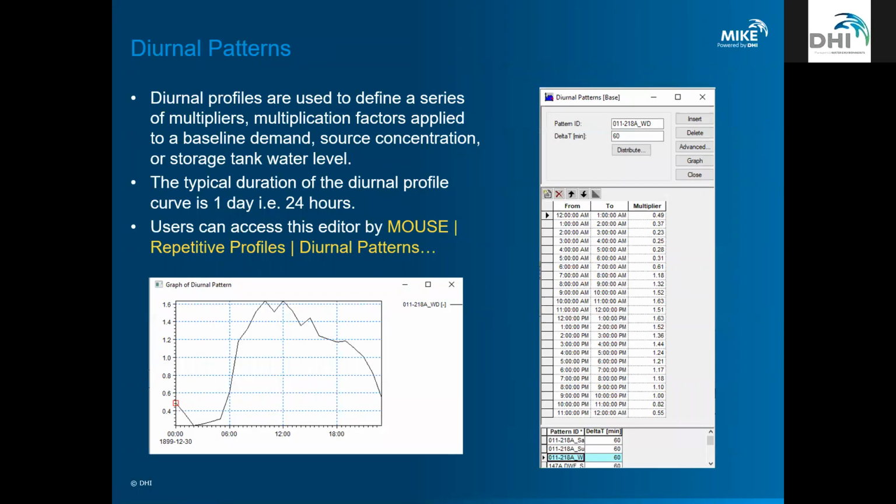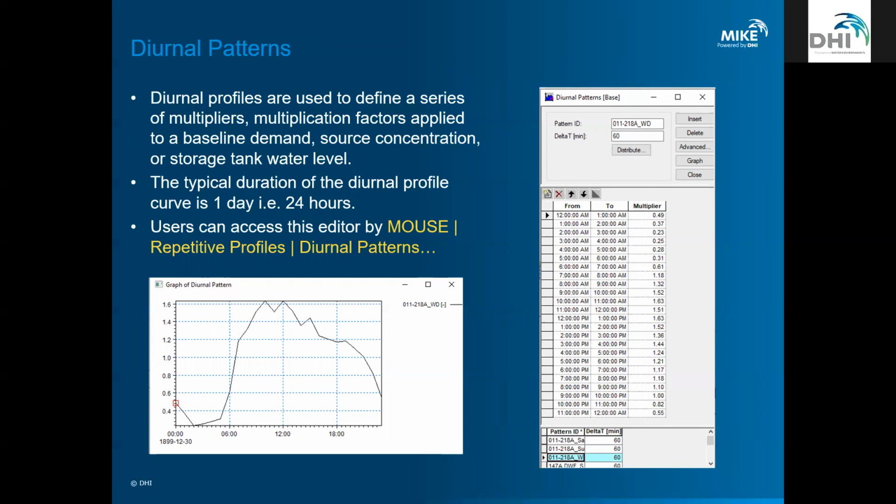Okay, diurnal patterns are essential for the hydraulic network. So a diurnal pattern is a series of multipliers, and these are going to be the factors that are applied to a baseline demand or a concentration or, for instance, a storage tank water level. So a typical duration is 1 day, so 24 hours, and you can see here in the editor that it goes from 12 a.m. to 11 p.m. And then you can see the multiplier in the third column.